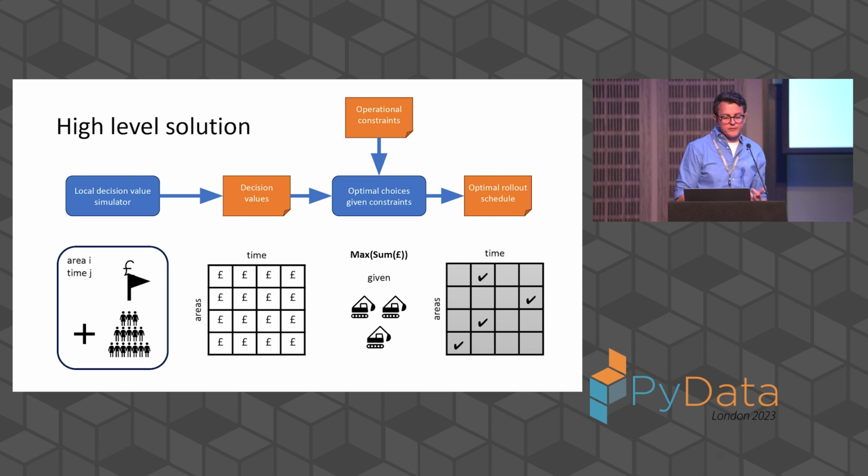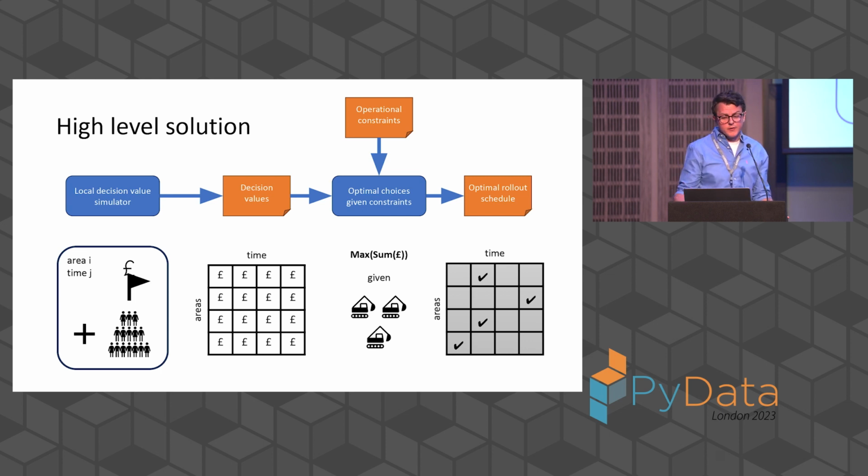So in essence, we end up with something that looks a little bit like this. Starting from the left-hand side, we have a local decision value simulator, which does exactly what we've been talking about. You look at all the different scenarios, model them out, and work out what that means in terms of the amount of money. That gives you a matrix like this of your objective function, what making a decision in a given area is worth to you at a given time.